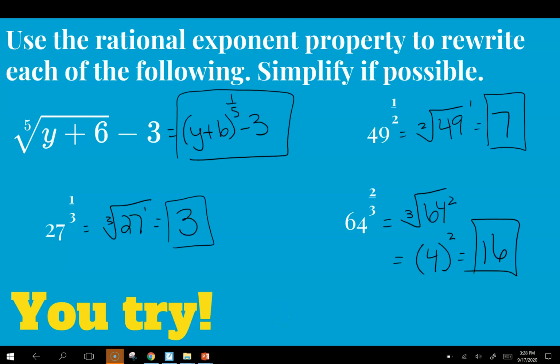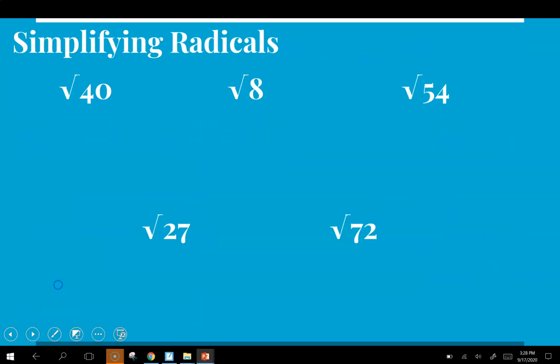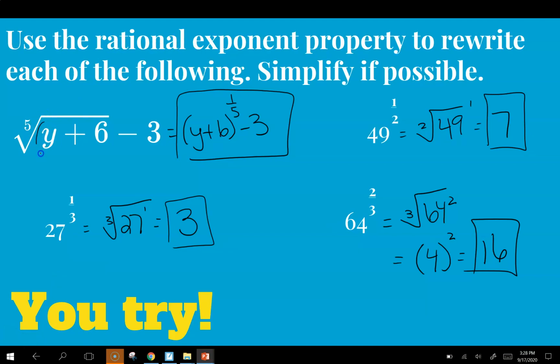All right, check your work with mine. The first one, we have a sum happening inside of my radical. So we had to make sure when y plus 6 came out that it stayed together, so it's still in parentheses. Your root is 5. Your power, even though it's not written, we know the exponent is 1. So my power is 1, base is 5 to give me a rational exponent of 1/5, and then subtract 3 off the end of it.